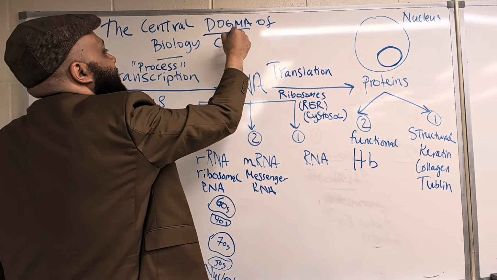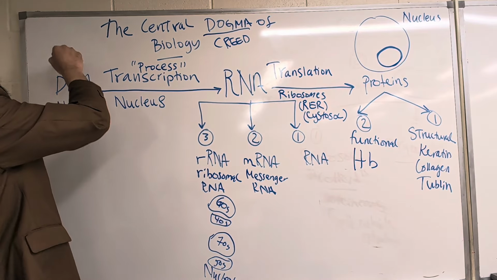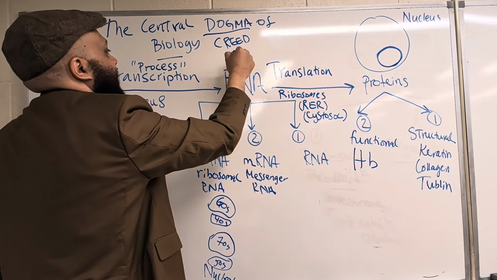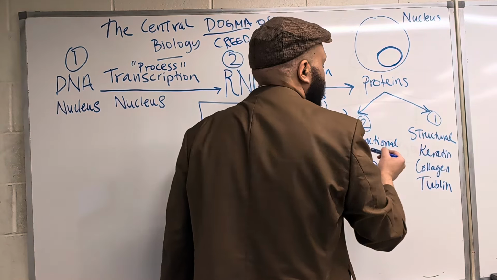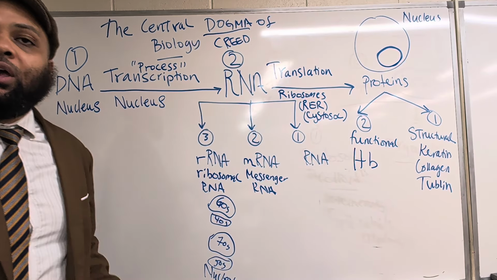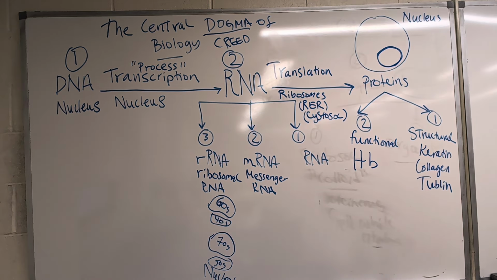Dogma means creed. The dogma is you start with DNA 1, you make RNA 2, and finally you get your target structural or functional proteins. Think about it this way. Can you go to the pharmacy and say to the pharmacist, I have strep throat. Can you please give me antibiotics? No. No.